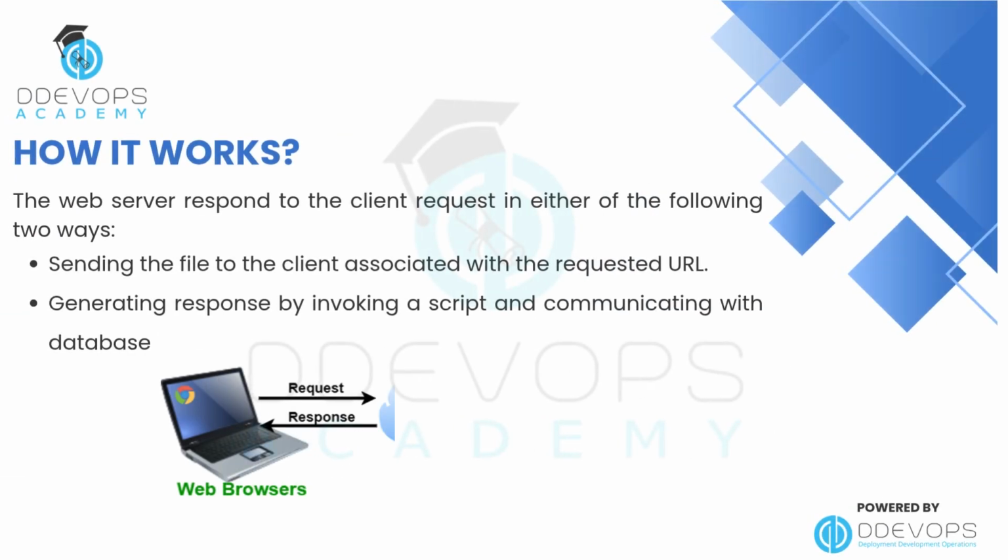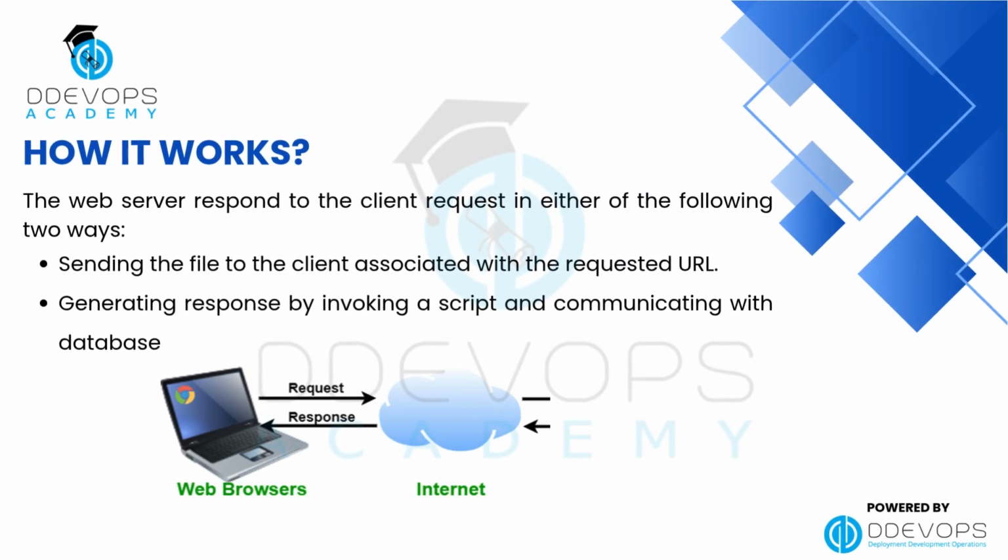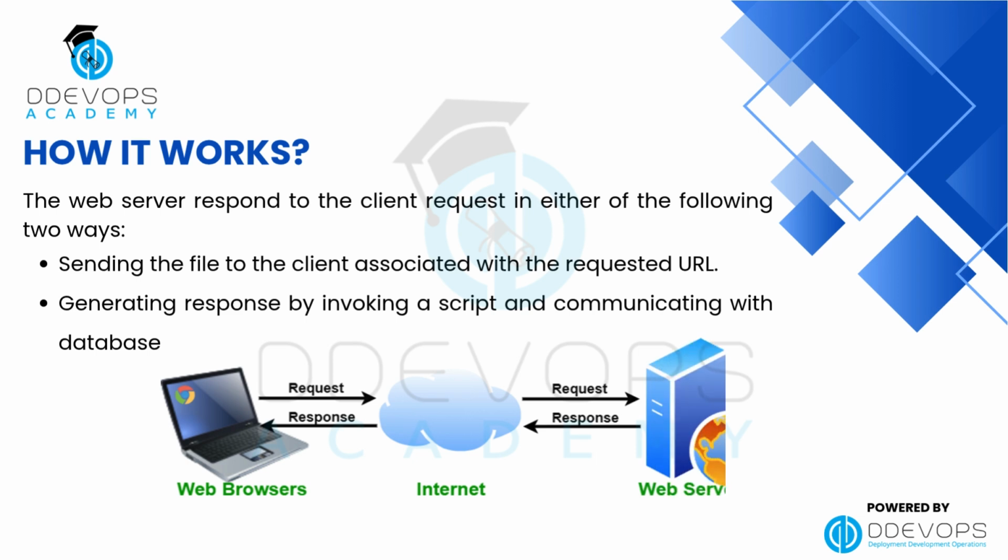How it works. The web server responds to the client request in either of the following two ways. Number 1 is sending the file to the client associated with the requested URL. Number 2 is generating a response by invoking a script and communicating with a database.